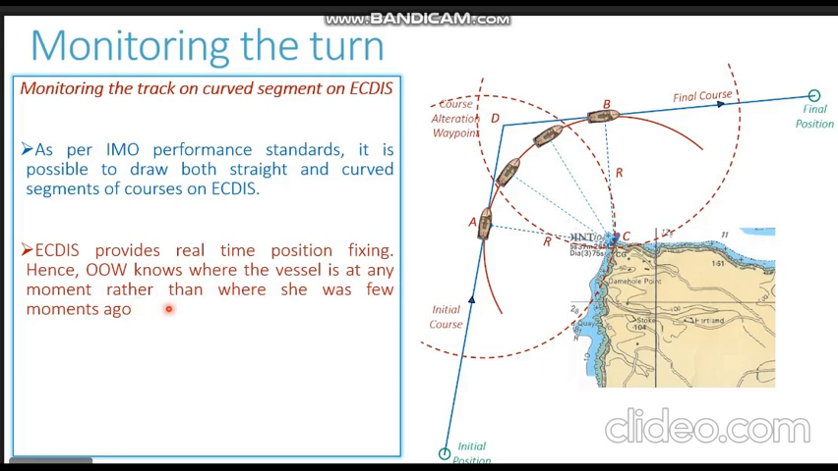Rather than the situation on paper charts, where we had our positions coming later on. The position when it is plotted on the chart is not the real-time position. It was a previous position. On the EGDIS, we have a real-time position. So you have the curved path being shown on the EGDIS, and you have the real-time position of the ship being shown as well. Using the EGDIS, you can monitor the vessel's progress along the curved path.